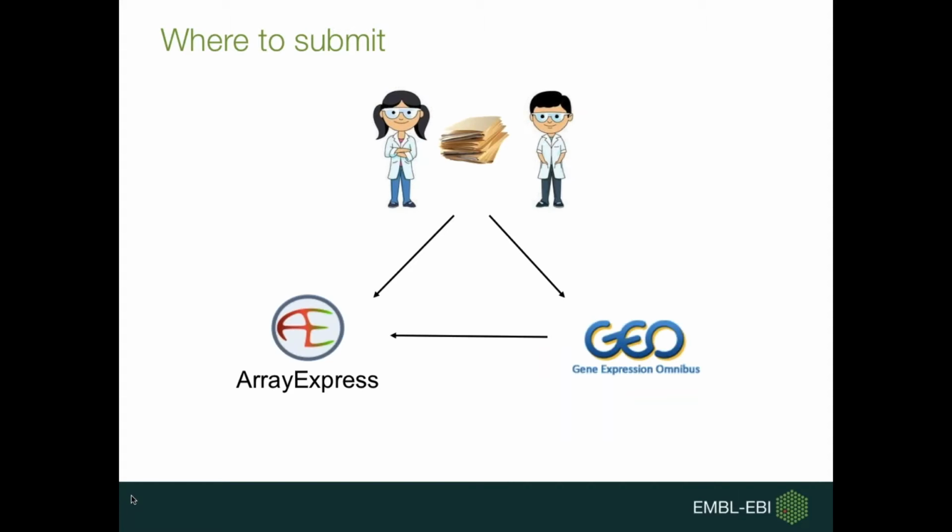So now we know why to submit our data. Where should we put it? Well, for functional genomics experiments, there are two databases that you can submit your experiment to. These are ArrayExpress, which is hosted by the EBI in the UK, and GEO, which is hosted by the NCBI in the US. Both of these databases take experiments from researchers, curate them, and then store them so that they're publicly accessible. ArrayExpress also imports experiments from GEO, so if you do submit your experiment to GEO, it might also end up in ArrayExpress.